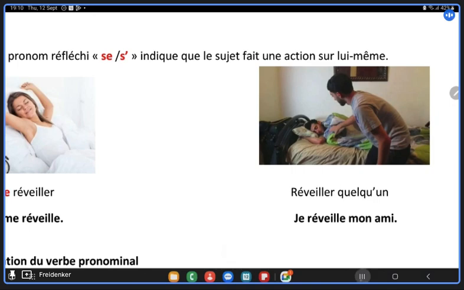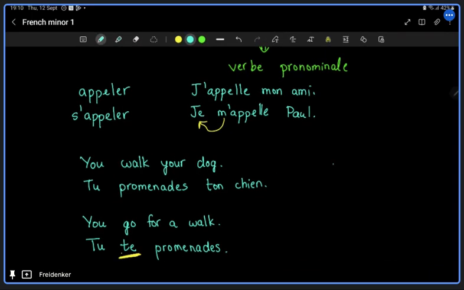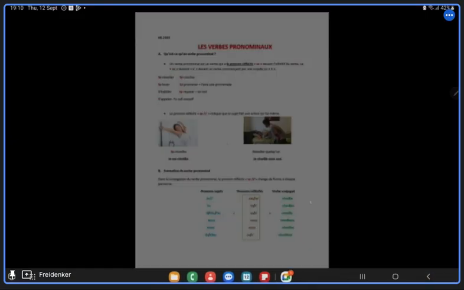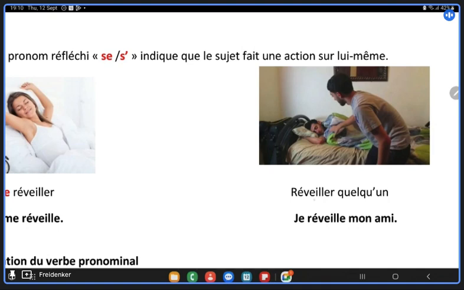Right side. Réveiller quelqu'un. See, quelque means some. Un means one. All of you know un is one. Chose is thing. So quelqu'un is someone. Quelque chose is something. So here, réveiller quelqu'un is to wake someone up.